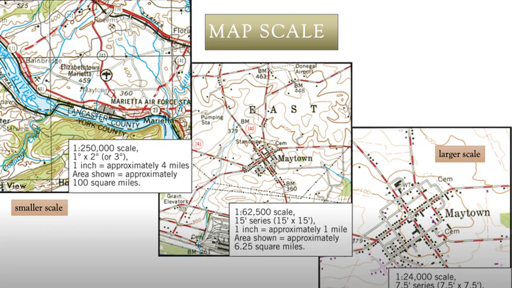Smaller scale maps, like 1 to 250,000, show more area, but in less detail in comparison to larger scale maps, which show more detail, but less area. So here's Maytown on the smaller scale map. All we see is just a little dot indicating where it is, but a lot more land area around it. And then on a larger scale map, we've zoomed in and we have a detail of Maytown, but little area shown around it.